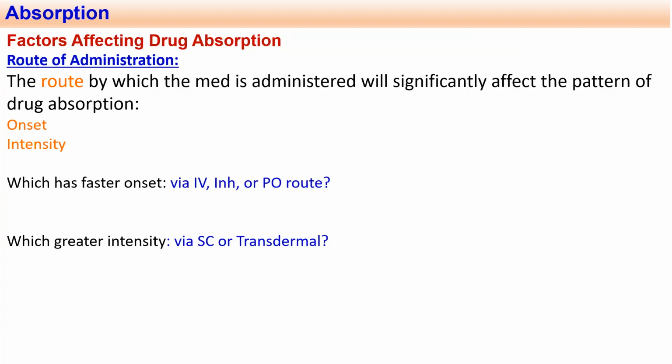So the absorption is the primary pharmacokinetic factor which determines the length of time for a drug to produce the effect.